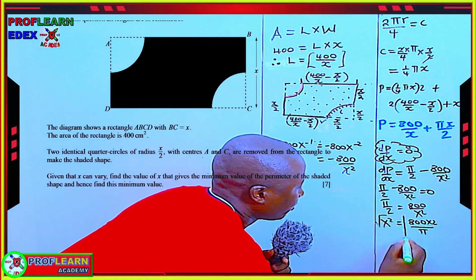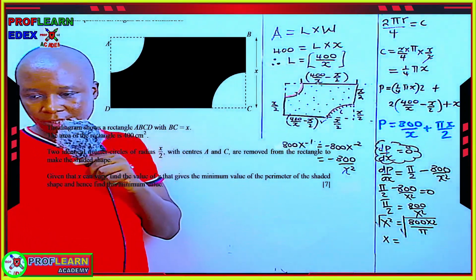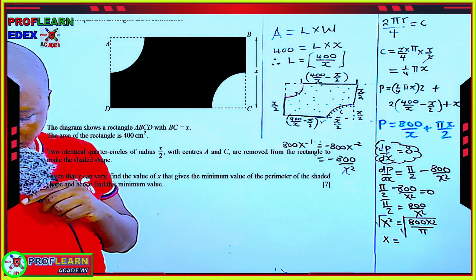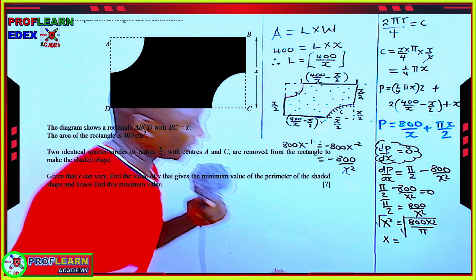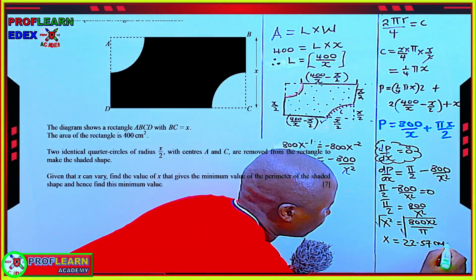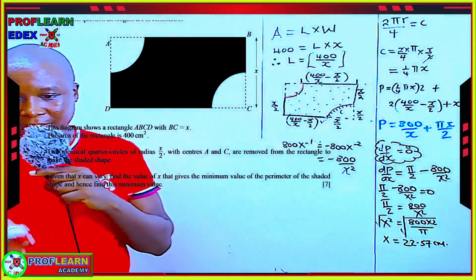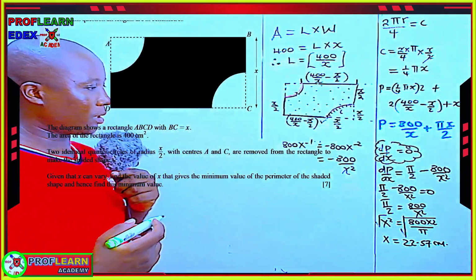Then find the square root. Our x, if you find the square root of that, you are going to get x equals 22.57 centimeters. Now, this is the value of x, but remember the question expected us to hence find the value of that perimeter.